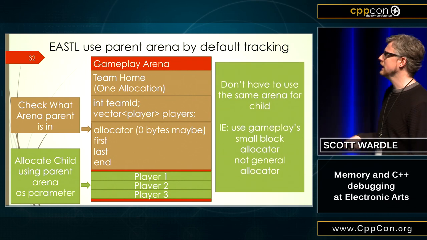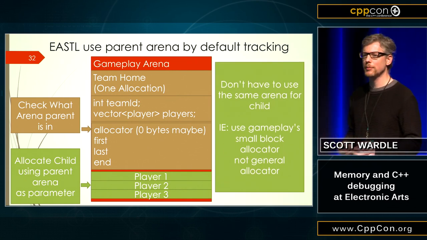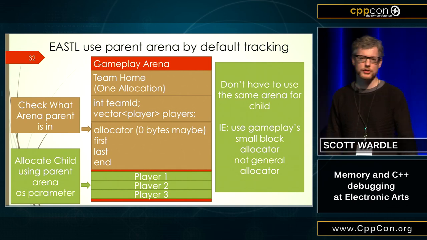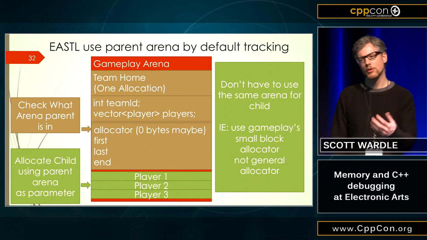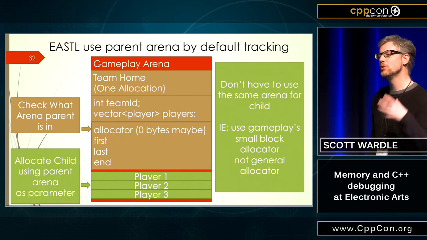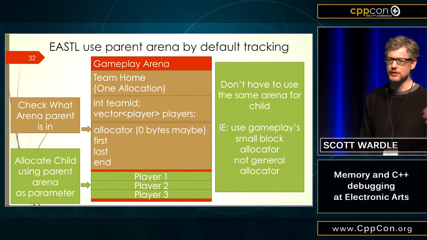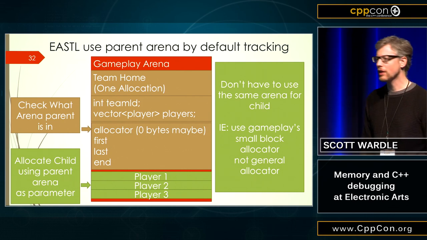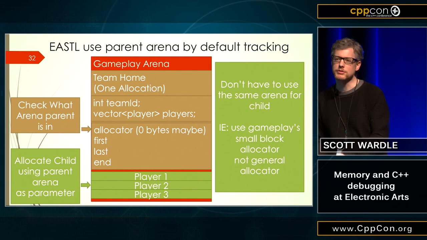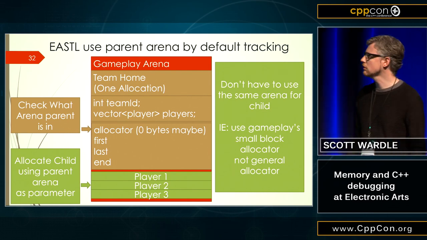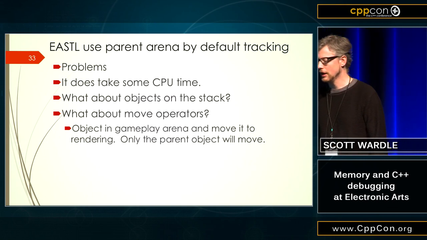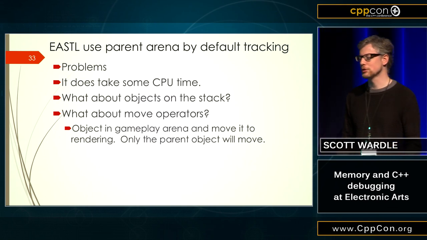It didn't have to be exactly the same pool. I mean, we could do slightly different things. We could decide that players should go in a small block allocator, for example. But if you think about this, who owns, what team owns this information? Well, probably it's the same people that created it. What lifetime is it going to have? Well, the team created it. Players probably live as long as the team, maybe. That's probably making a pretty good guess. At least it's better than what we were doing before.